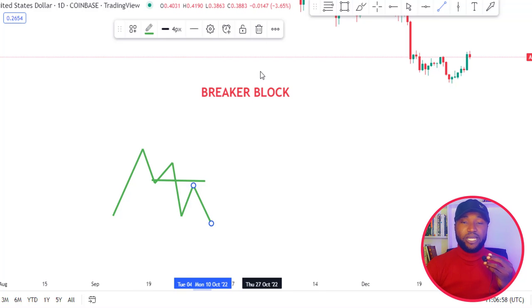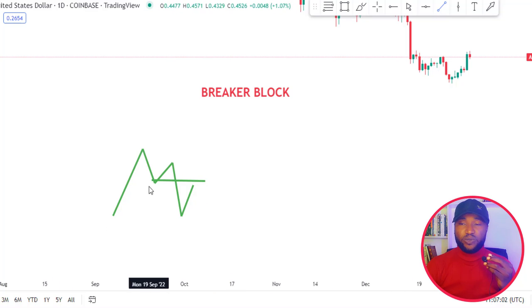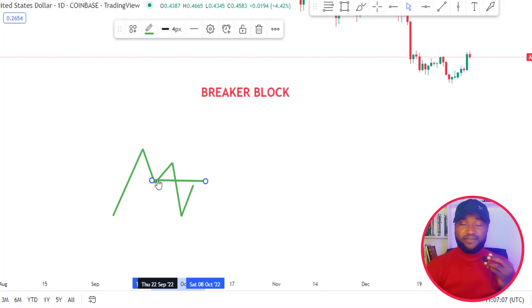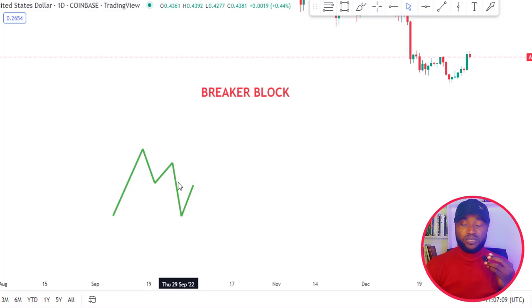But when it comes to a breaker block, this time around, we do not have a failure swing. Let me take away everything here. We do not have a failure swing. We have something known as the liquidity hunt. Let me show you what that means.